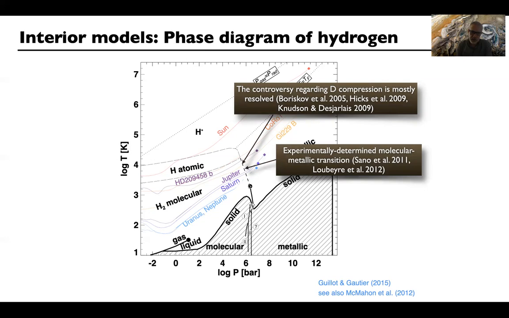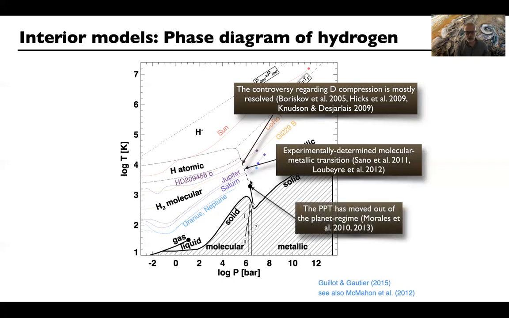This is the experimentally determined molecular to metallic transition. It's a smooth one, because this first order transition has moved since the year 2000, from being here theoretically to lower temperatures. So there's no first order transition between molecular and metallic hydrogen. It's a smooth transition.